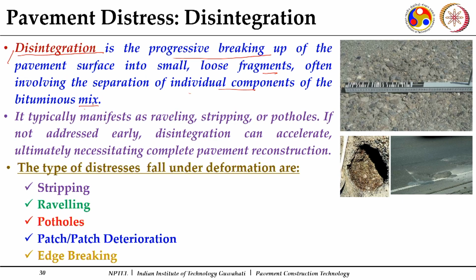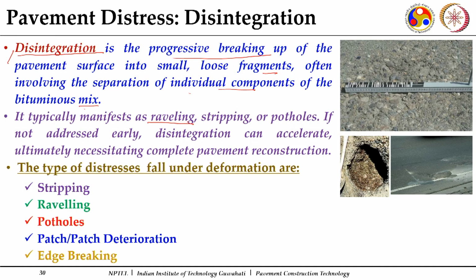So, what are the individual components? We have the aggregate and binder. In aggregates we have fine aggregates and coarse aggregate, which are bound together with the binder. So, if some loss of material is happening, then it comes under the category of disintegration. It typically manifests as raveling. There are a few distresses which come under the category of disintegration, which are raveling, stripping, or pothole formation.